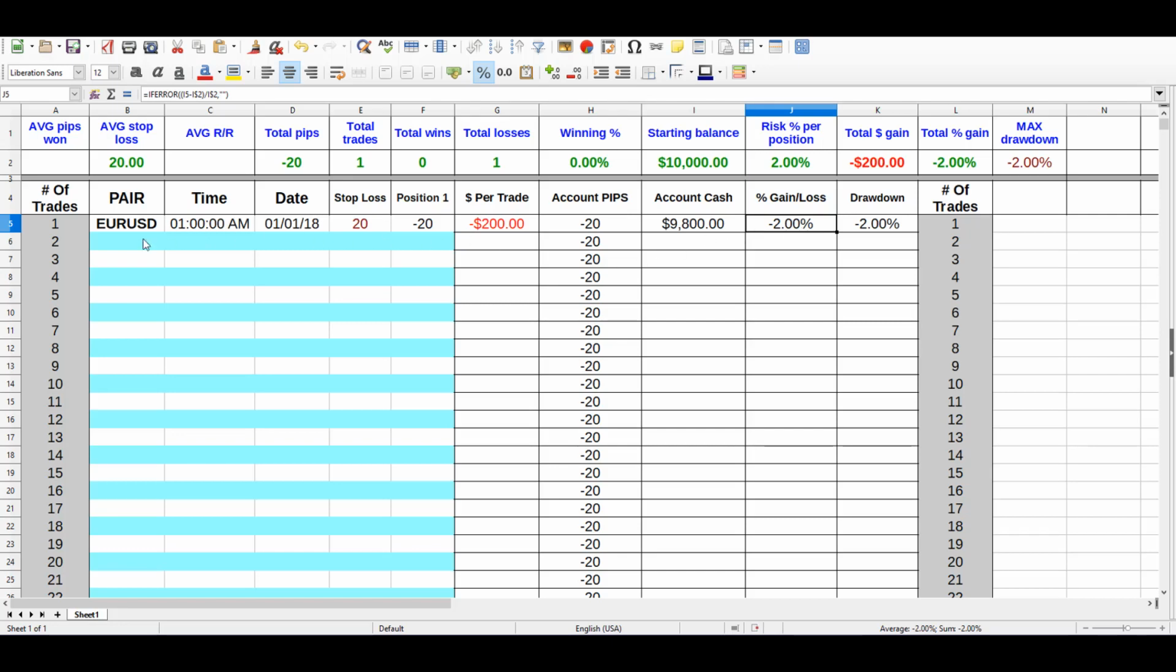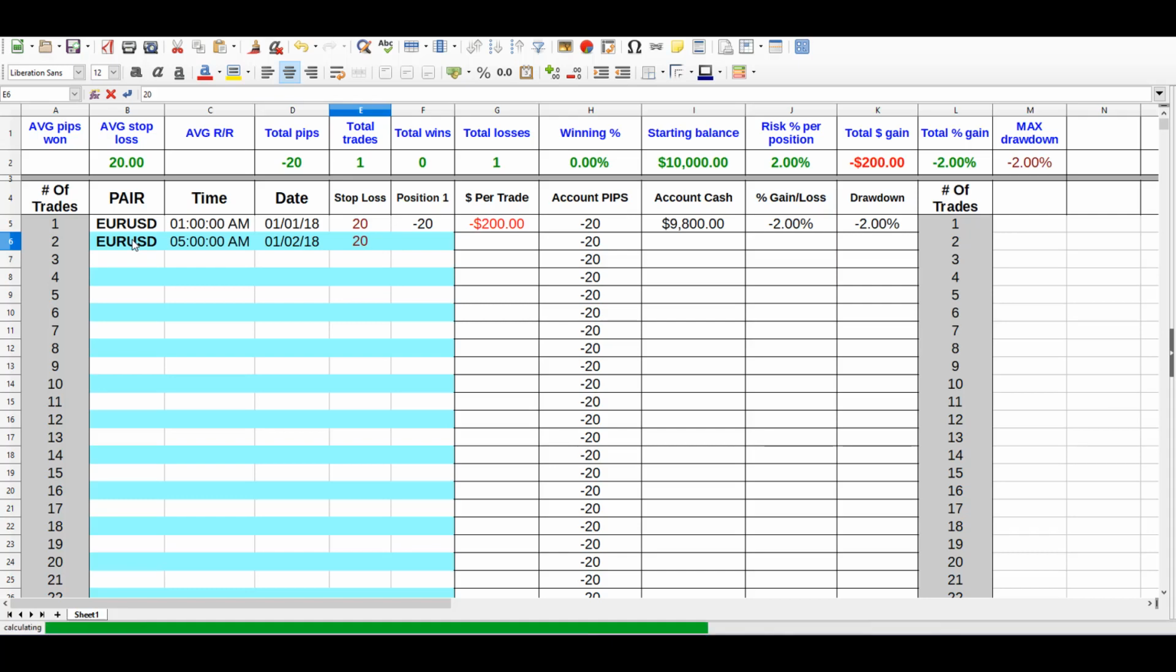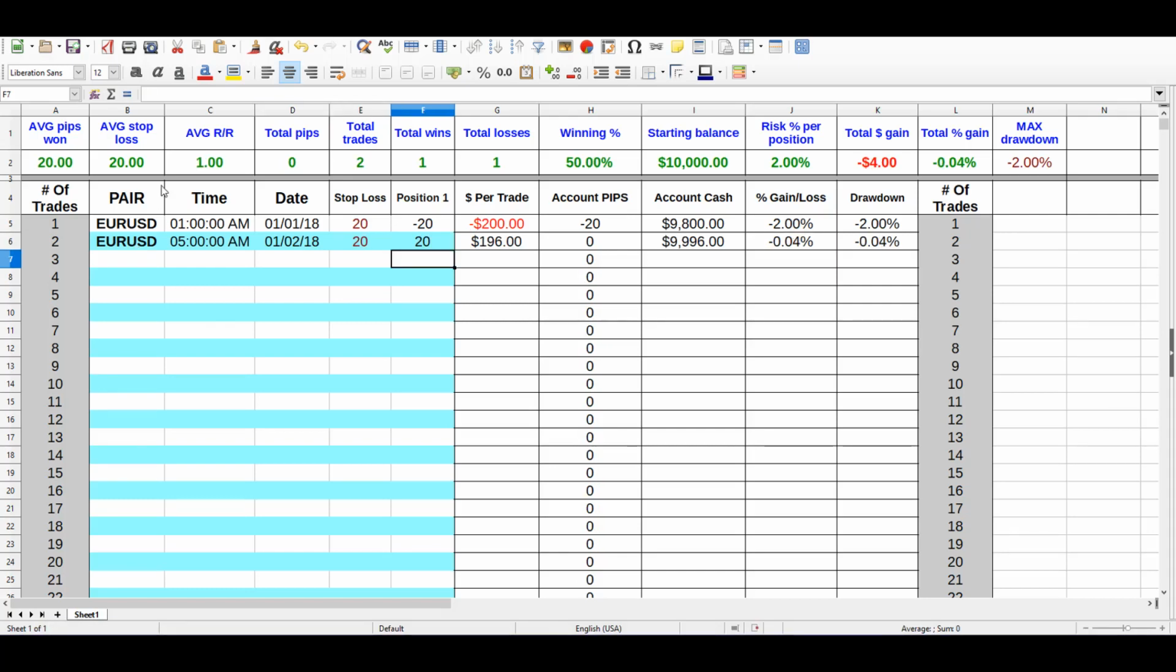I'll type in one more trade and then we'll go through in detail what everything in this spreadsheet will show you. Let's go ahead and type in another trade on the euro dollar. Let's do this one at 5 o'clock p.m. Let's do it the next day. And let's say that it was a win instead of a loss of 20 pips. So now that we have those two recorded, we can actually talk about this.